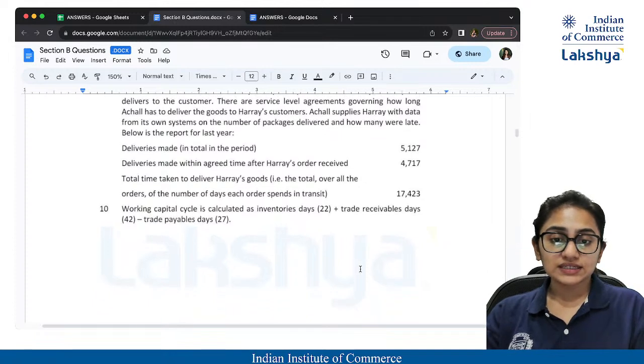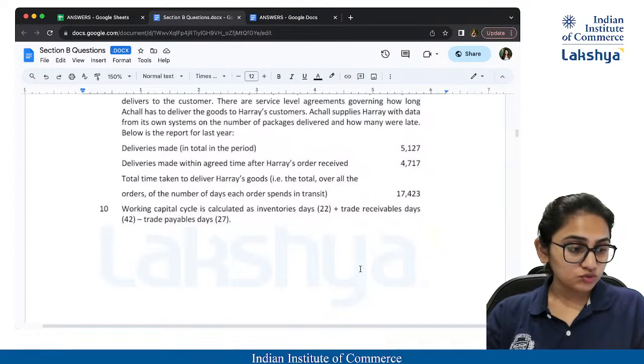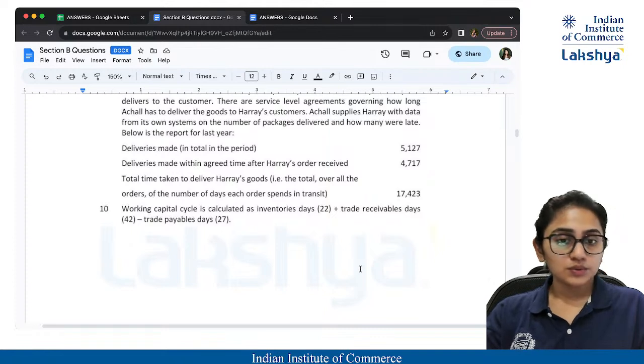Working capital cycle is calculated as inventory days plus trade receivables minus trade payables. So 22 plus 42 minus 27 will give you 37.